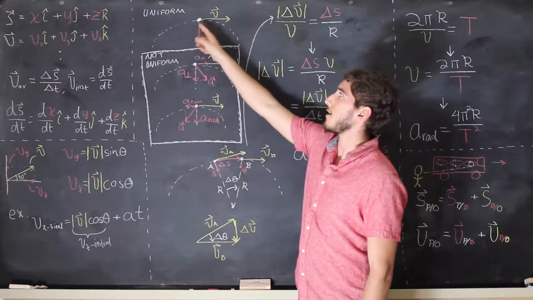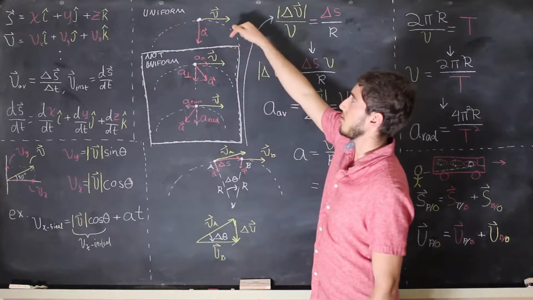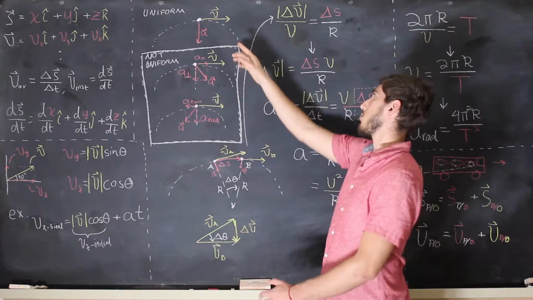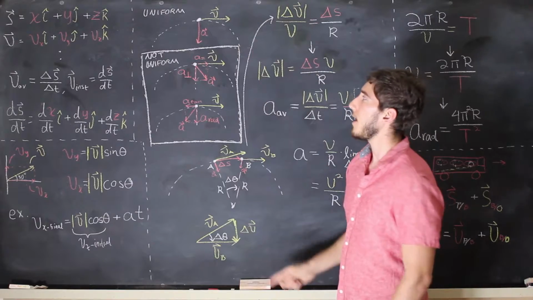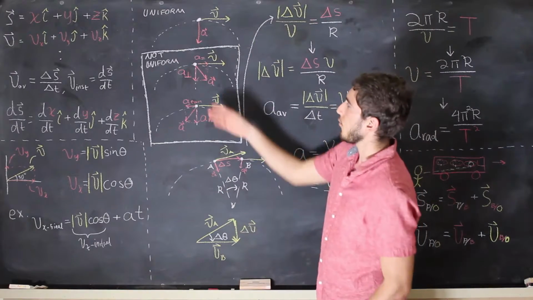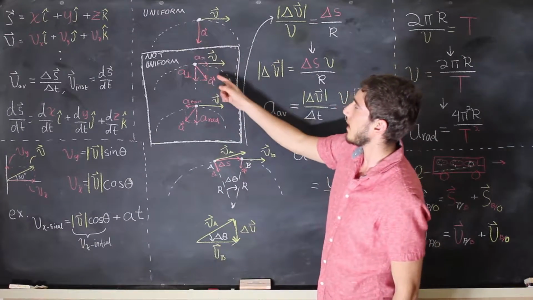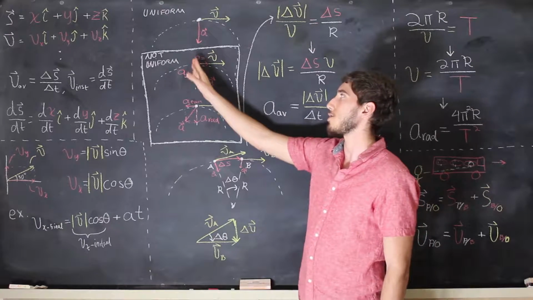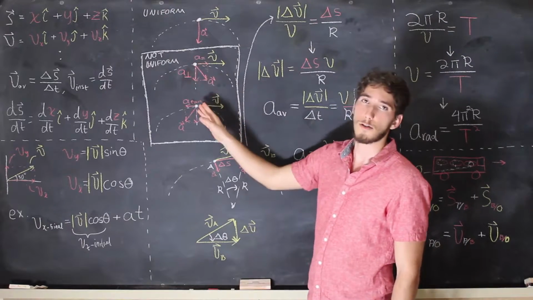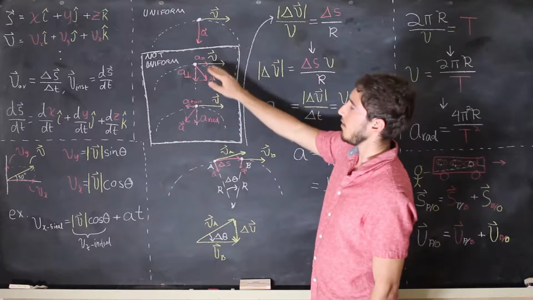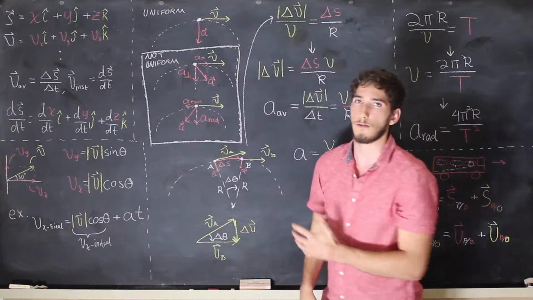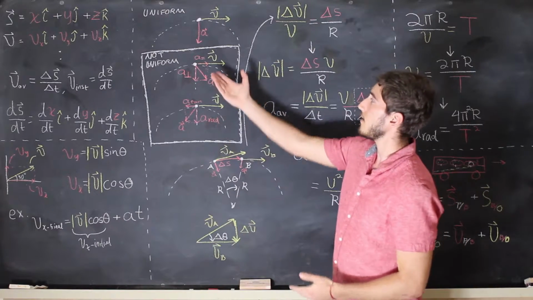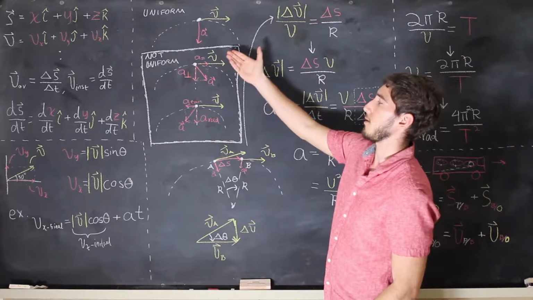So if a point has an acceleration perpendicular to the velocity, it's always going to be turning to the right, but the speed is always going to be the same. In non-uniform motion, we have a velocity vector that not only has a perpendicular component, but it also has a parallel component. So the velocity is going to be affected by this because it has an acceleration in the same direction. In this case, the velocity will be increasing.